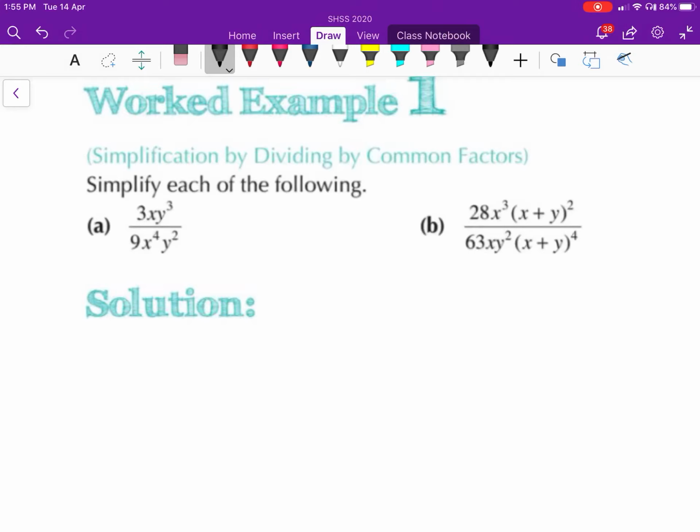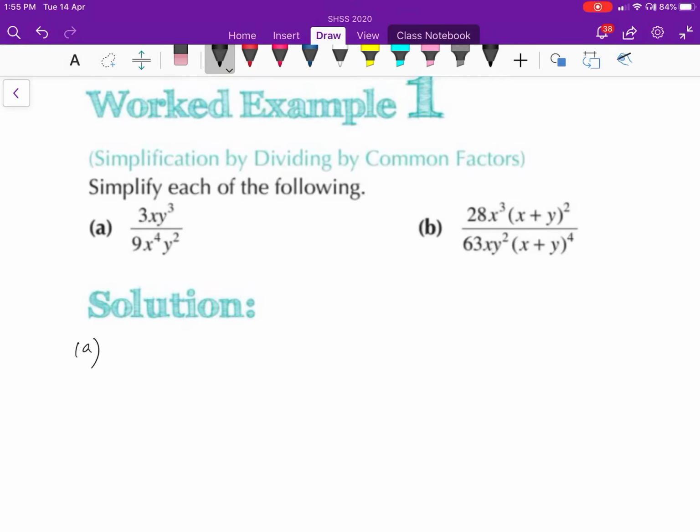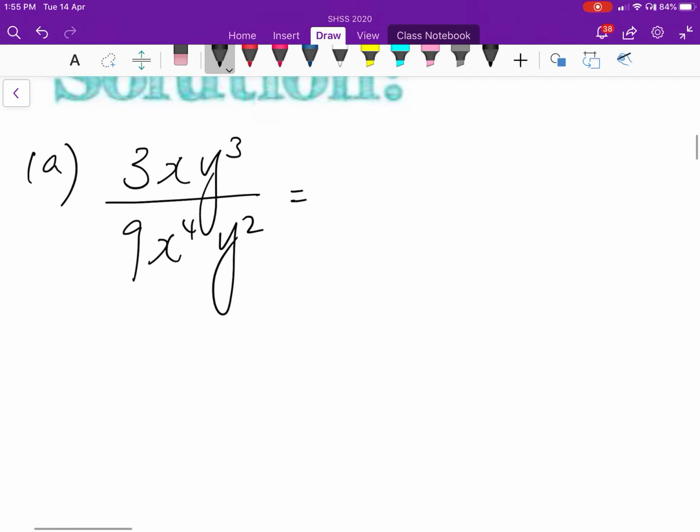Work example 1, part A. I'm going to write out full working, but in the exams, you don't have to write out the full working. We have 3xy cubed over 9x to the power of 4y squared. If you look at this carefully, the cube belongs to the y, the square belongs to the y, the power 4 belongs to the x. The x on the numerator has an invisible power 1. There's only one x there.